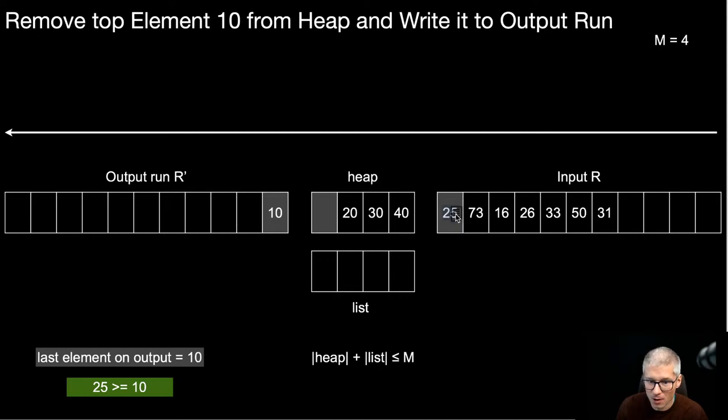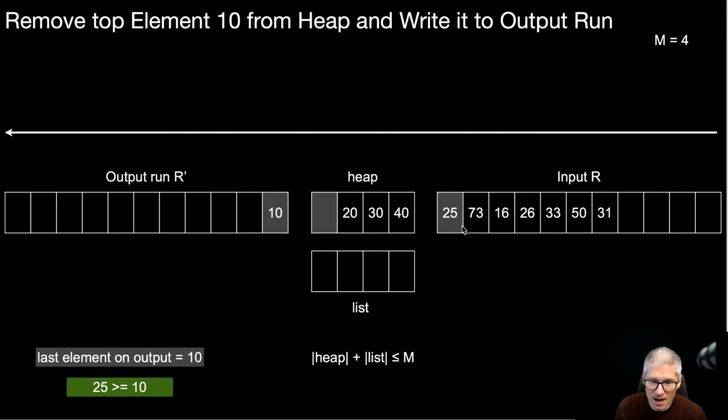If this were smaller, assume we had a 9 here rather than the 25, then I wouldn't be allowed to put it into the heap. Then I would have to put it into the list. I will show in a moment how that works. But let's go through it. I will illustrate the different cases in the following.